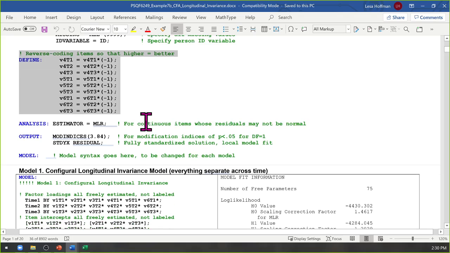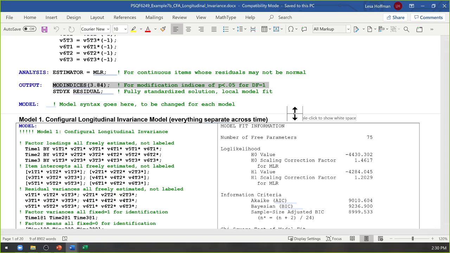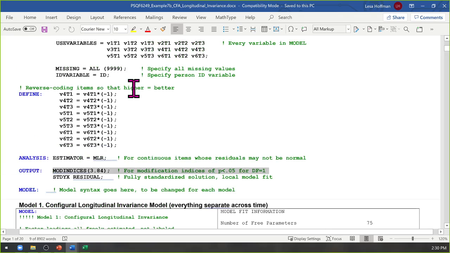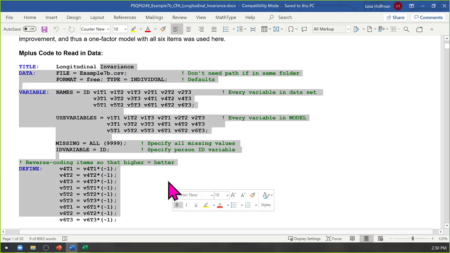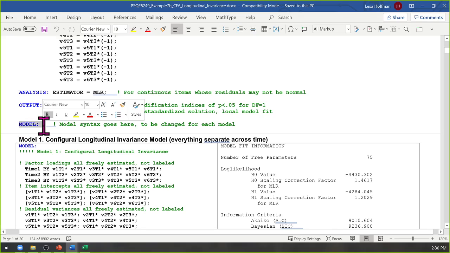We're doing MLR and modification indices. I am asking it to print only those that would be significant at an alpha level of 0.05 for a single degree of freedom modification. And so the setup for all of this would be the same across models, and what's going to change is what goes on the model syntax. So any questions on the setup so far?